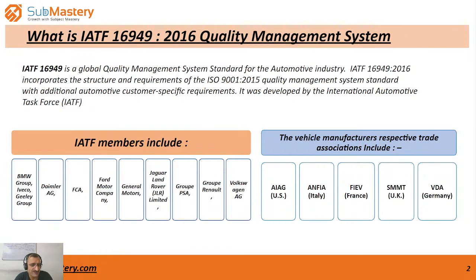So there are different members like BMW, Iveco, Gallied Group has been recently included, Daimler, FCA, Ford Motor, General Motors, Jaguar, PSA, Renault, Volkswagen. You can go to iatfglobaloversight.org to check who all are the latest members. And then there are associations of vehicle manufacturers, these five from US, Italy, France, UK, Germany. They are basically supporting in the making of IATF.